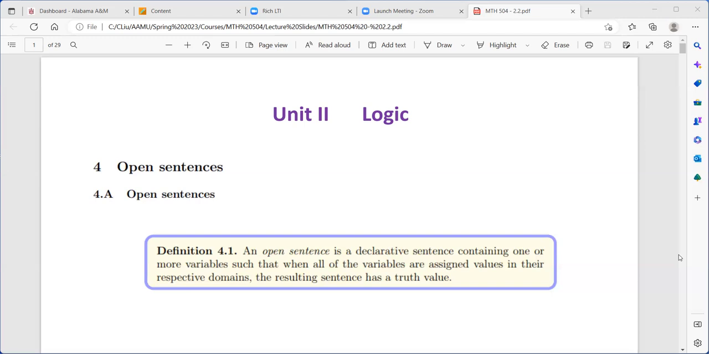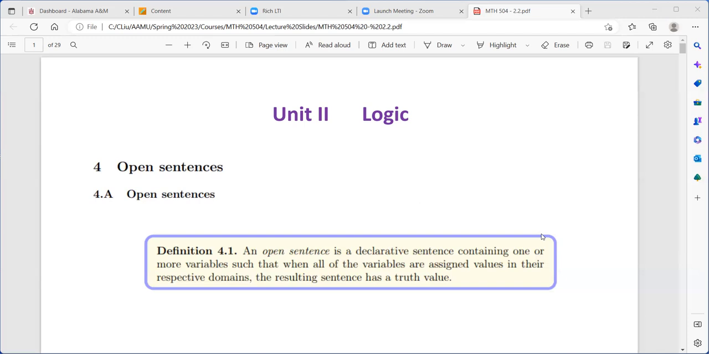So open sentences are different from statements in that an open sentence does not give you a truth value. A statement must have a truth value in any case. So that's the difference. Open sentence means you don't have an answer for it. It doesn't tell you whether it's right or not. But a statement must be either true or false. Okay. So what is an open sentence?